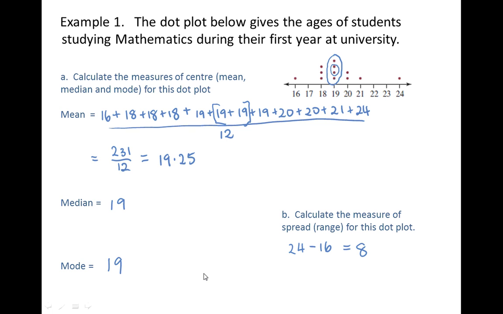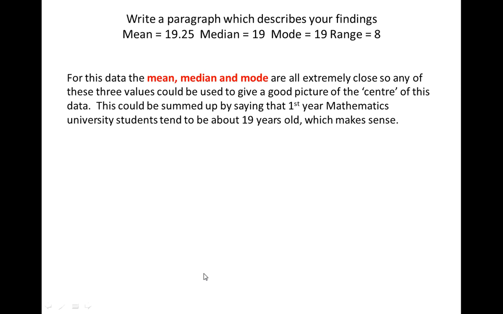Now for this unit, not only do we need to know how to calculate the mean, median, mode and range, we also need to understand what those things are telling us. So we might be asked, for example, to write a paragraph which describes our findings. Now I've just written up here a reminder of what the mean, the median, the mode and the range were for that particular dot plot. So let's look at some possible answers that we could have in our paragraph, or some discussion points.